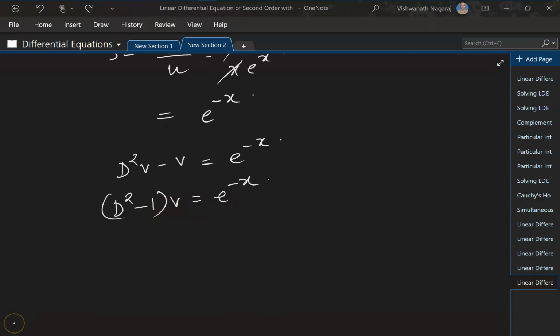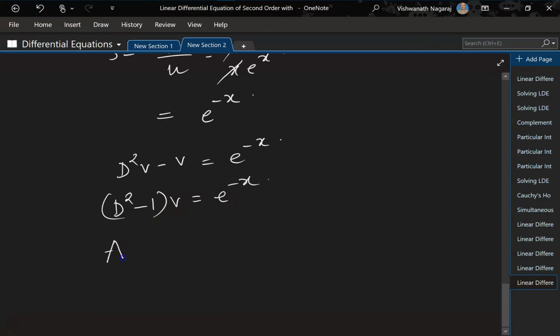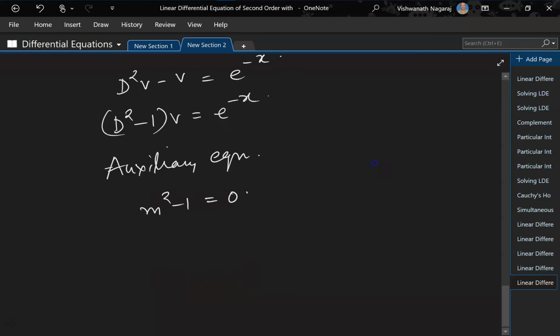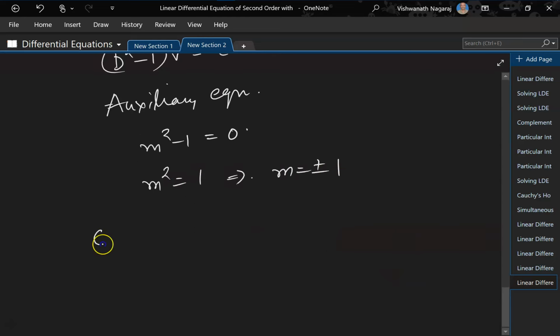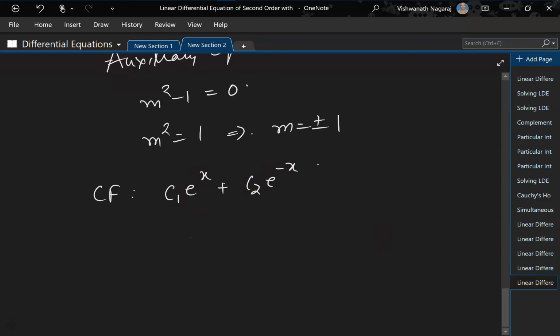Remember, to solve this, we come out with the auxiliary equation, that is m² minus 1 equal to 0, which means m² is equal to 1, which implies m is equal to plus or minus 1. So that means our complementary function is c1 e to the power of x plus c2 e to the power of minus x. Now we have to figure out the particular integral.